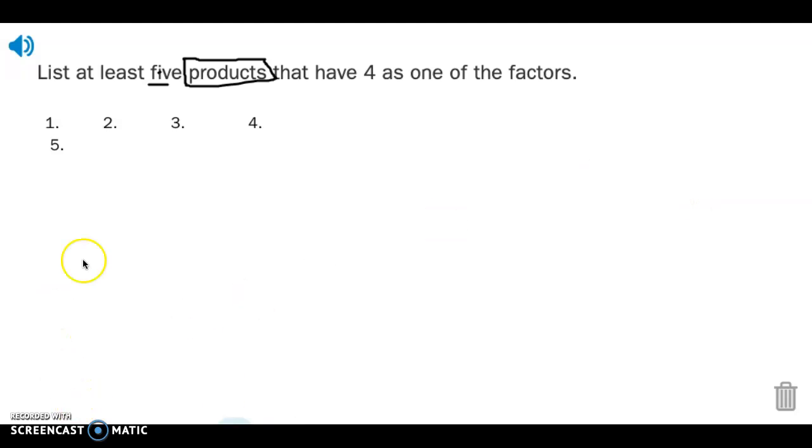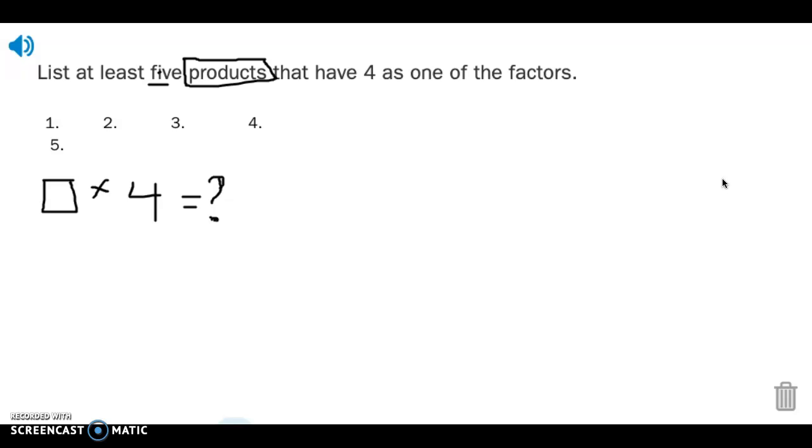Okay, so let's see. They want a factor times 4 as a factor. We don't know what this one is. Equals, and what's the product of 4? What would be an answer of something times 4? I want you to see if you can figure out 5 products with 4 as one of the factors. Go ahead and then we'll come together and see what you got.